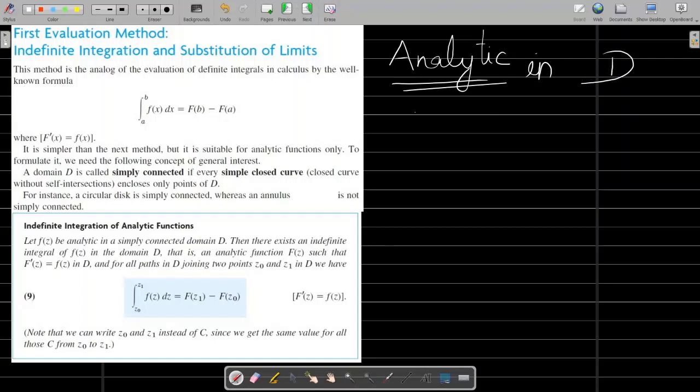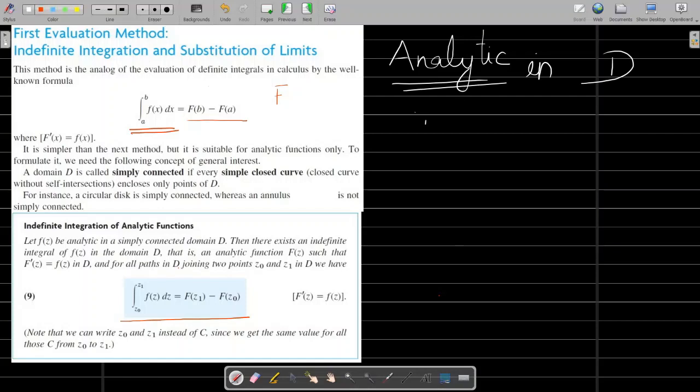Now this method is similar to the definite integral in the case of real functions. Suppose in the real domain, integral from a to b of f of x dx is equal to F of b minus F of a, where capital F stands for the antiderivative or the integral of f. Similarly in the complex domain, integral from z0 to z1 of f of z dz is equal to capital F of z1 minus capital F of z0, where capital F is the antiderivative of small f, or the integral of small f in that sense.